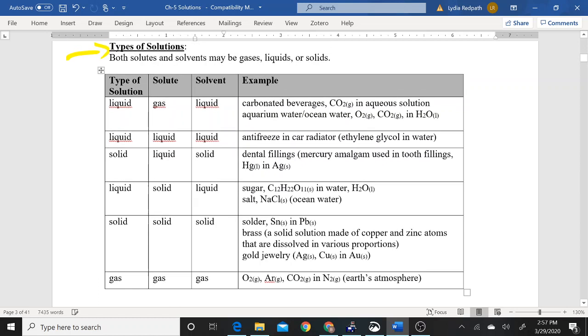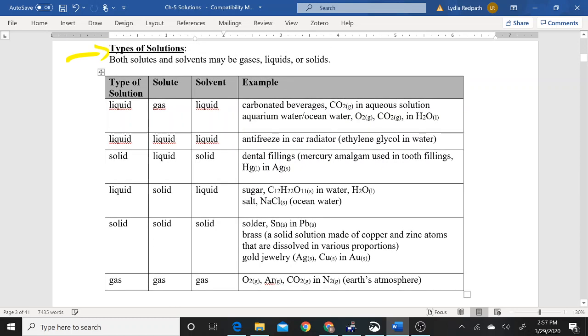So at this point, you might want to put your video on pause and just see if you can make sense out of the types of solutions. Perfect, so I'll let you do that now, and we'll get back into it in a minute or two.